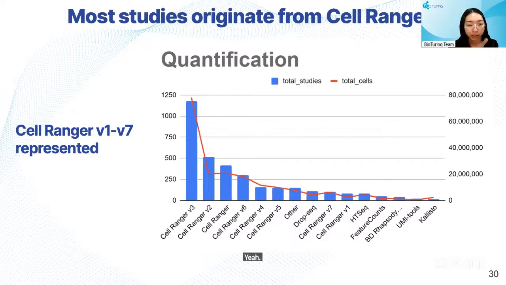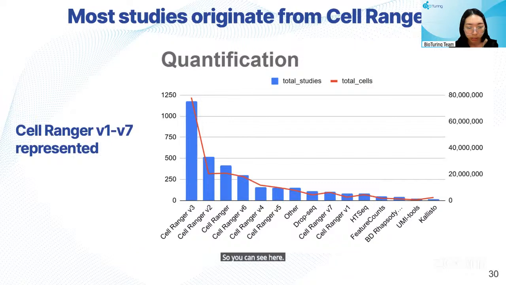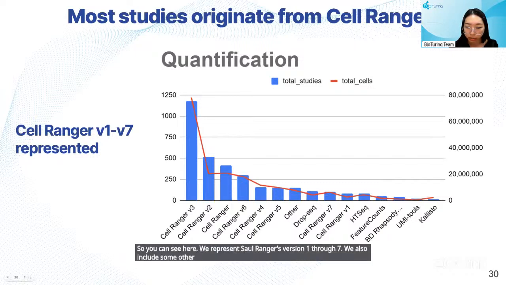Okay, so here you'll be able to see the quantification or the pipeline that was used to generate the data. Most of these studies on Talk2Data come from the Cell Ranger pipeline. You can see here we represent Cell Ranger versions 1 through 7. But we also include some other quantification methods such as BD Rhapsody or DropSeq.